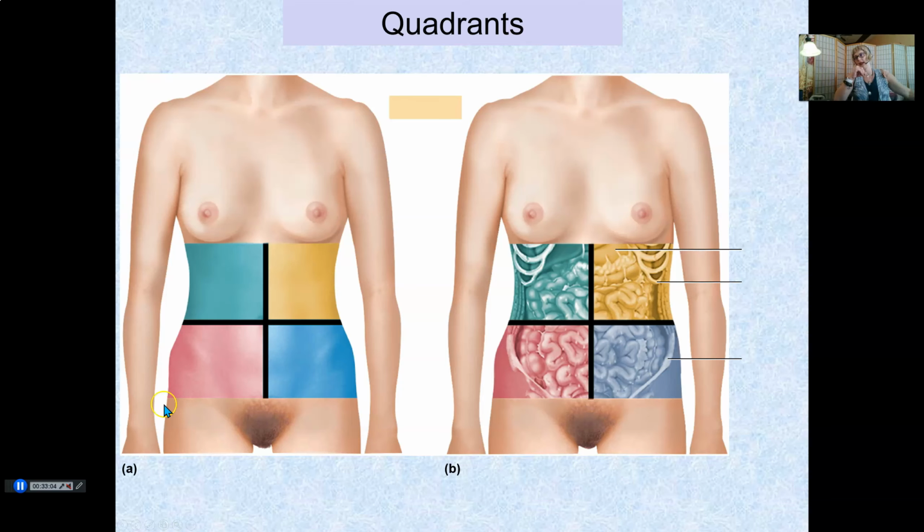Now let's look at the right lower quadrant. Well, the right lower quadrant, you're going to have the ascending colon. Going across, you have the transverse colon and descending colon, sigmoid, rectum, anus. Okay, so what am I talking about?